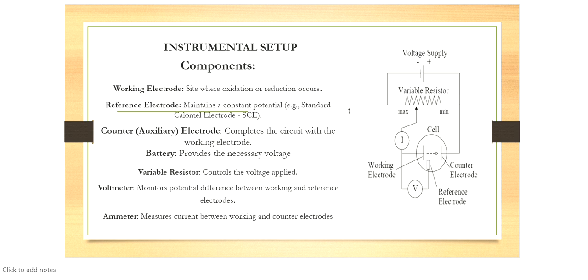I will cover each and every electrode in detail in upcoming slides. A voltmeter is used to measure the potential difference between the working and reference electrodes, and an ammeter measures the current between the working and counter electrodes, and a battery provides the necessary voltage to run this system. Here is a different setup in the laboratory.